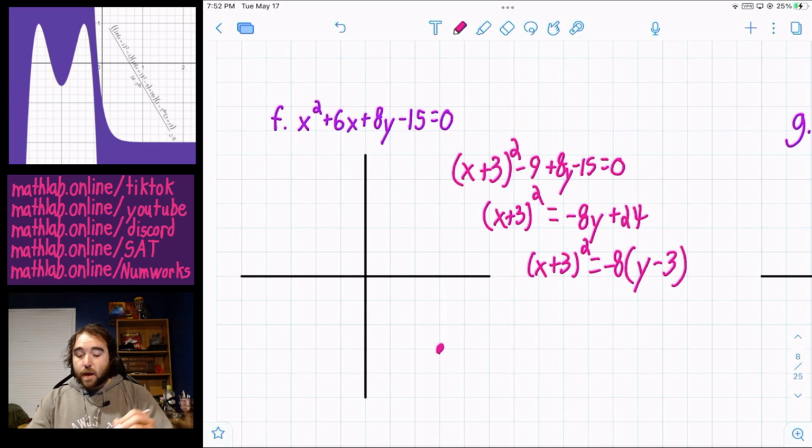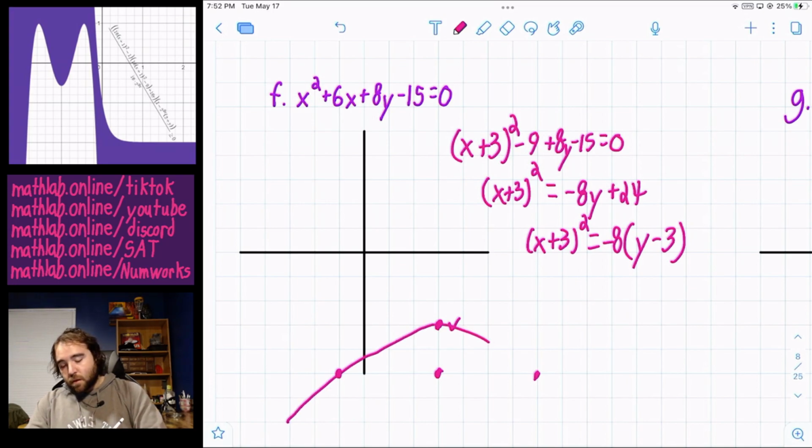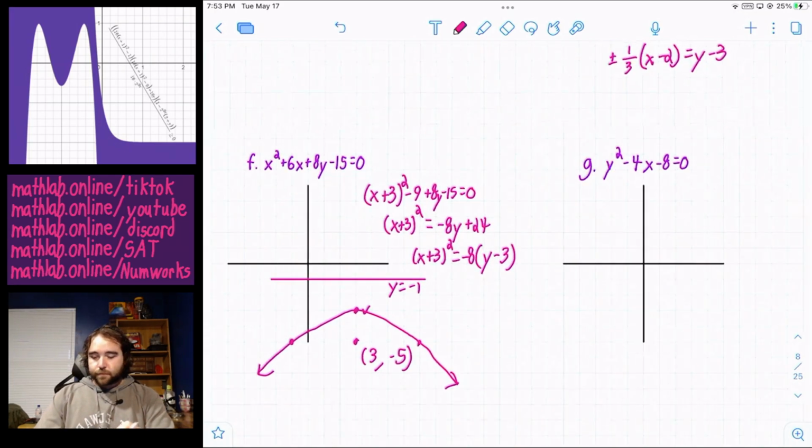That's x squared. So it's opening up, except it's opening down because it's negative. So that's the vertex. This is the focus. The latus rectum is 8, so 4 on each side. And there's our parabola. We got our directrix the other way. So our directrix is y equals negative 1. Coordinates here are (3, -5).